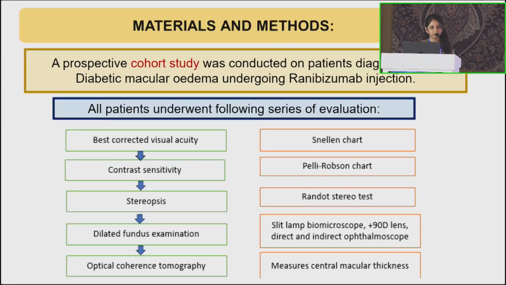Coming to the materials and methods, a prospective cohort study was conducted on patients diagnosed with diabetic macular edema undergoing ranibizumab injection. All patients underwent the following evaluation. Firstly, the best corrected visual acuity was checked using the Snellen chart, followed by contrast sensitivity using the Pelli-Robson chart, followed by stereopsis using the Randot stereo test, followed by dilated fundus examination using slit lamp biomicroscope with a +90D lens, direct and indirect ophthalmoscope. The central macular thickness was measured using optical coherence tomography, after which the patient was subjected to intravitreal ranibizumab injection, 0.05 mg per 0.05 ml.